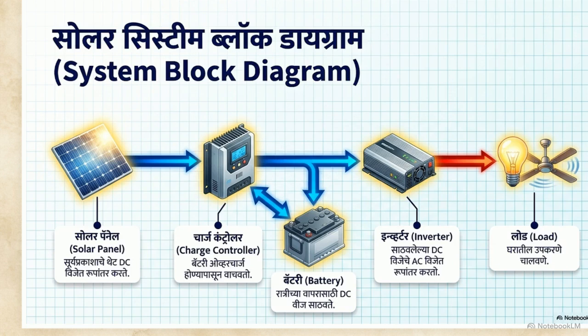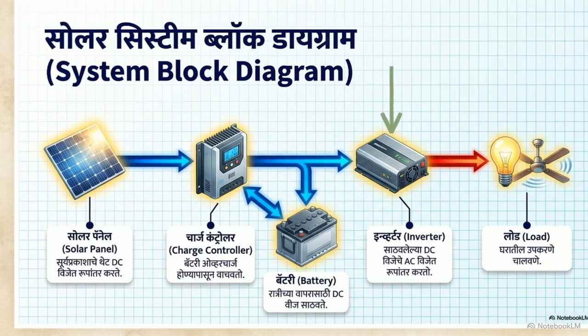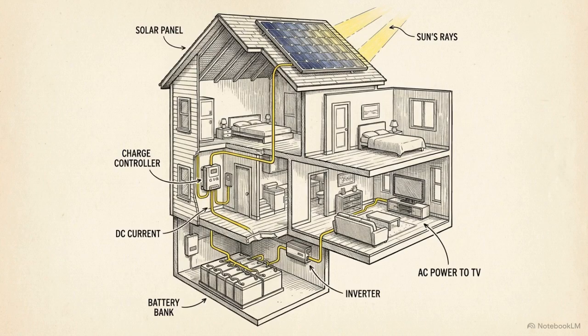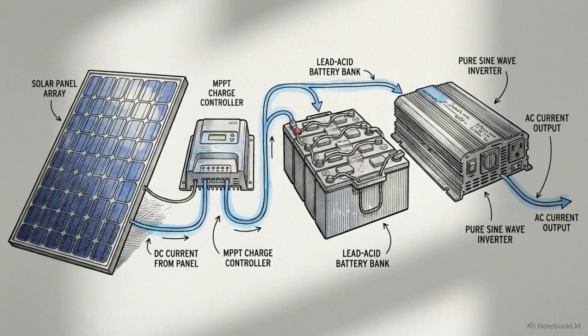Finally, the stored power moves from the battery to the inverter. Most household appliances run on alternating current. The inverter translates the battery's DC electricity into standard AC electricity, routing it into your home to power the load, meaning lights, fans, and electronics. This is why we call it a solar system. The panel is the generator, but the controller, battery, and inverter are the necessary translators that make the power safe and usable for daily life.